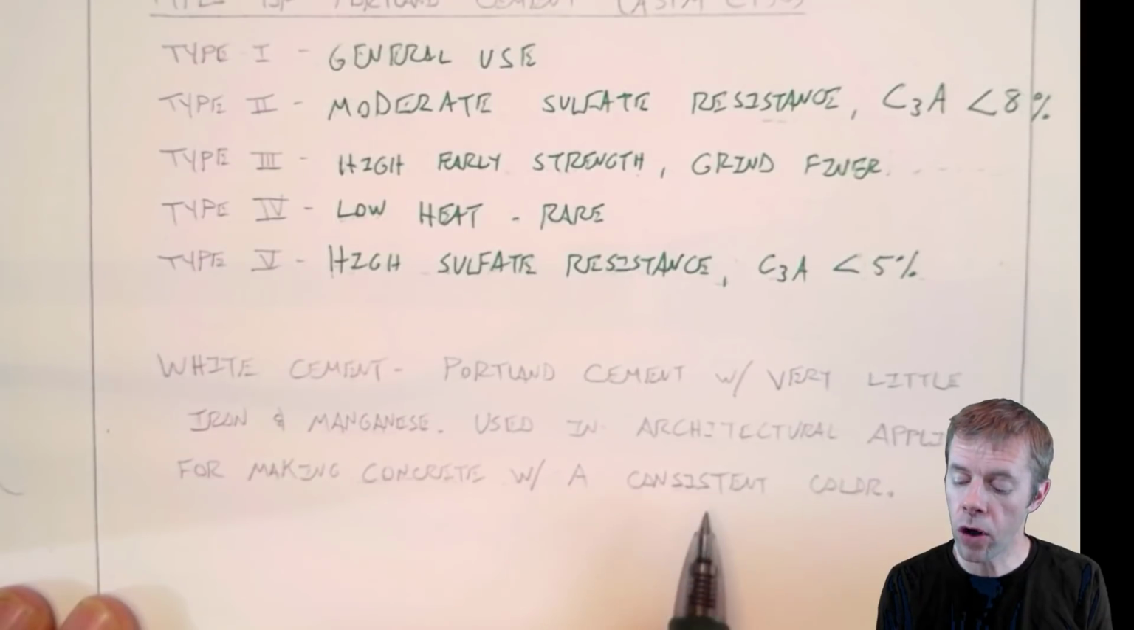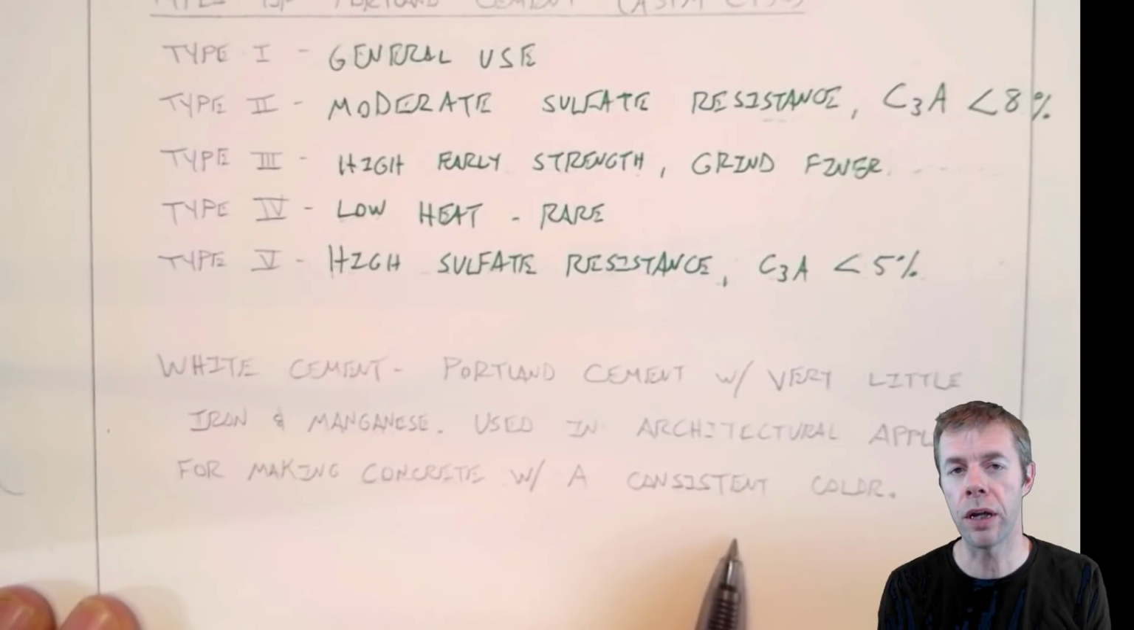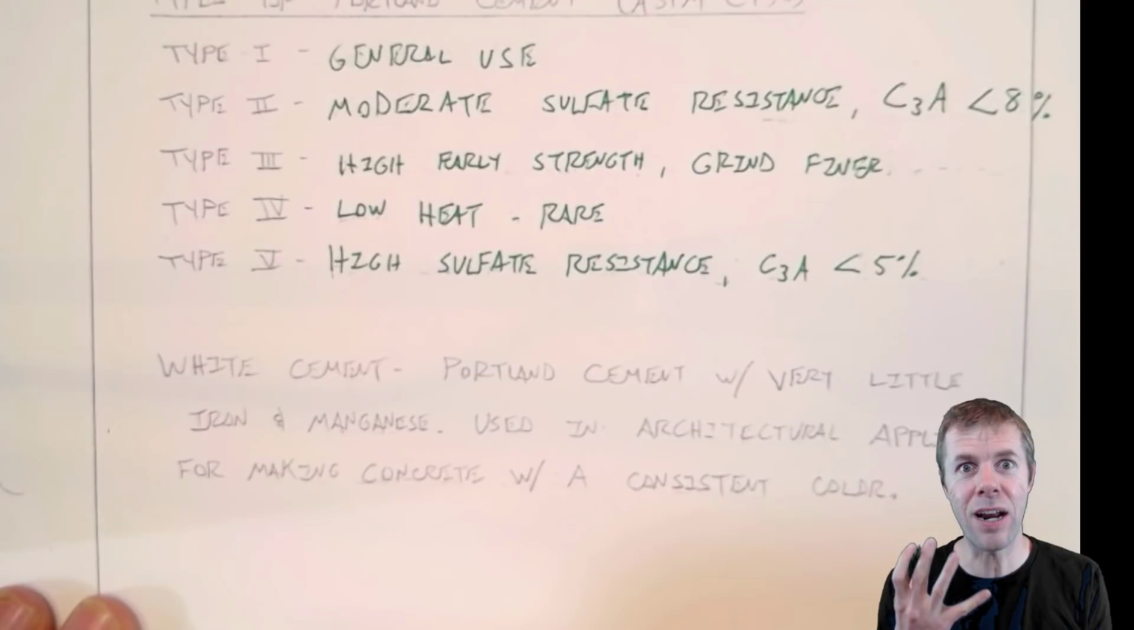But it's a lot more white than Portland cement is, which is typically gray. But it's great for architectural applications or for making concrete with very, very consistent coloring, okay? Then you would use white cement and maybe some other pigment to get it dead on, exactly the way you want it.